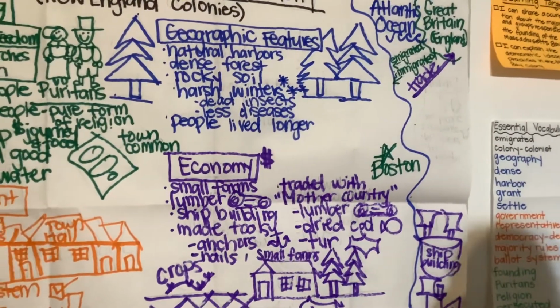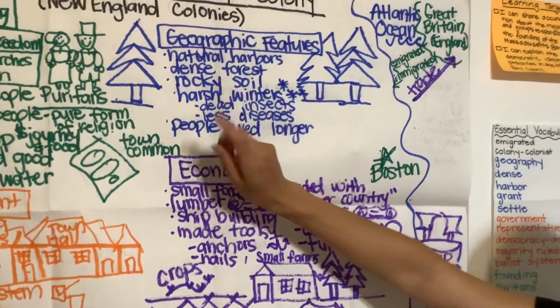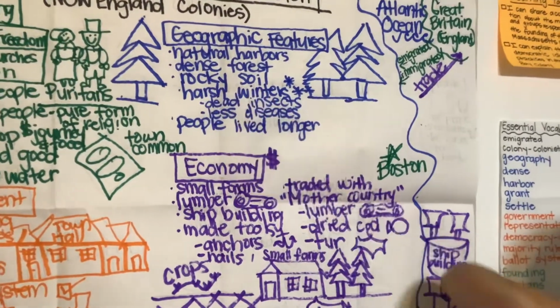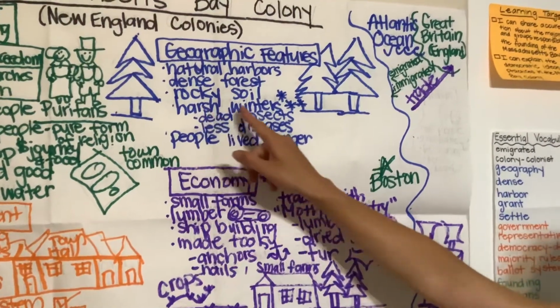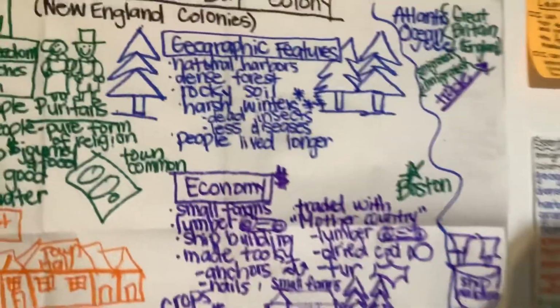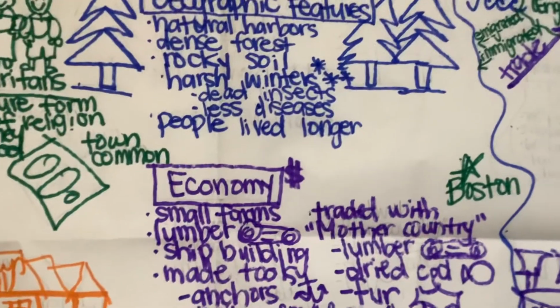They also had rocky soil. Read this with me. Rocky soil. They had harsh winters. Read this with me. Harsh winters. So their winters were harsh. It was very, very cold.